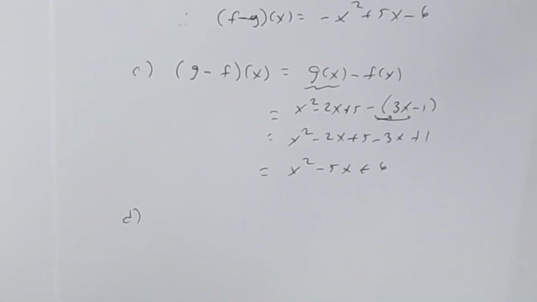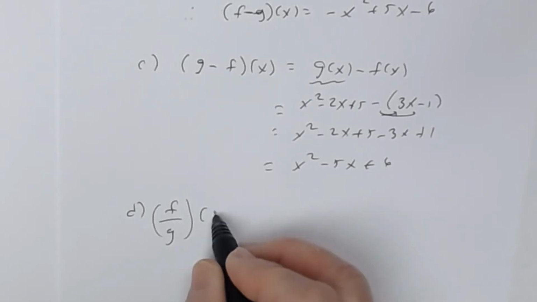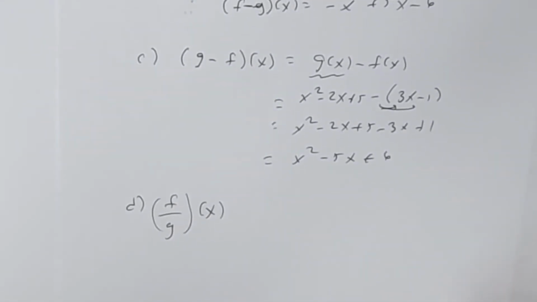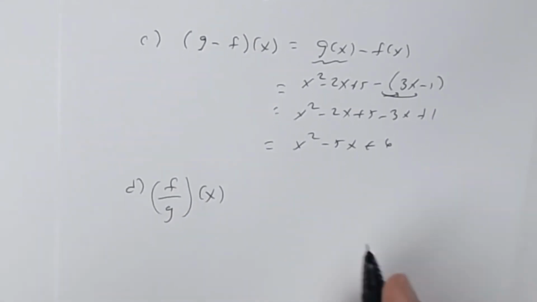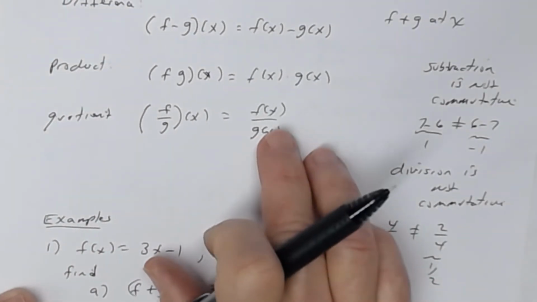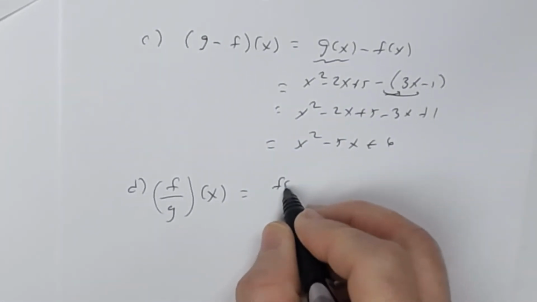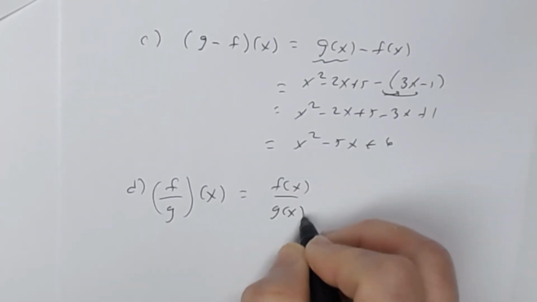Okay, now let's do division. So let's say you want to find f divided by g at x. F divided by g at x. Okay, well again, by definition, what does that mean? You have to know the definition. You have to know how to rewrite something like this. Well, remember, it's going to be f of x divided by g of x. That's how you rewrite it.